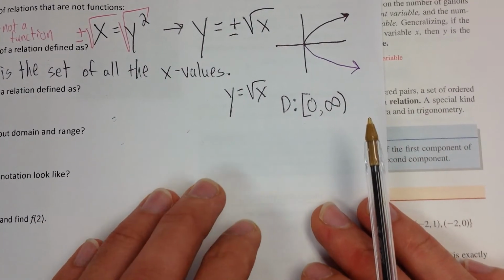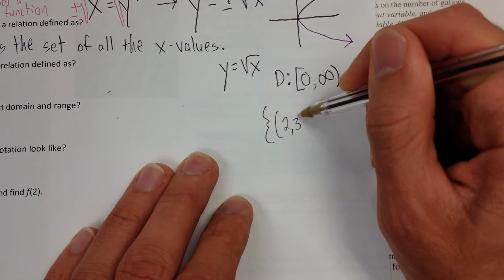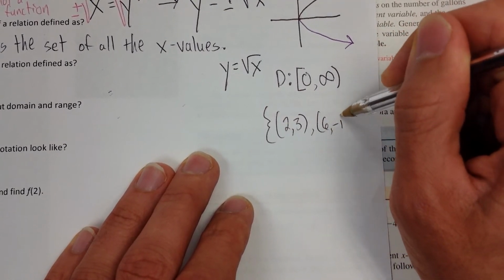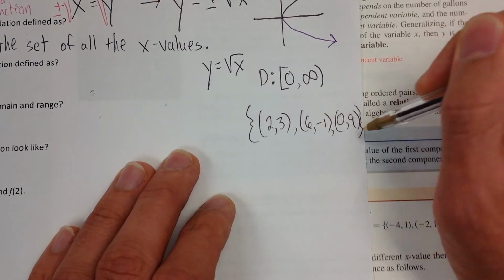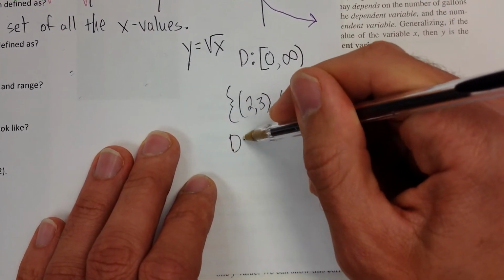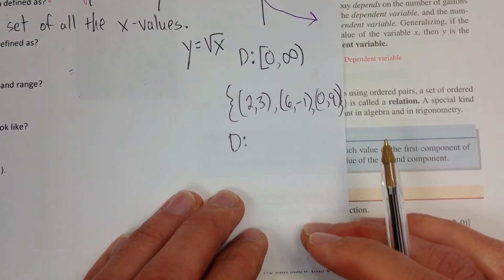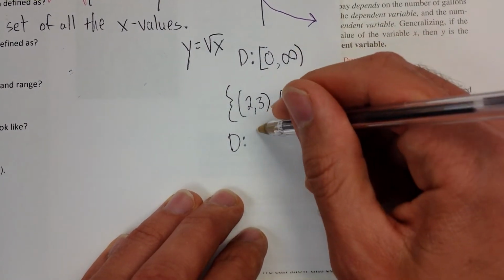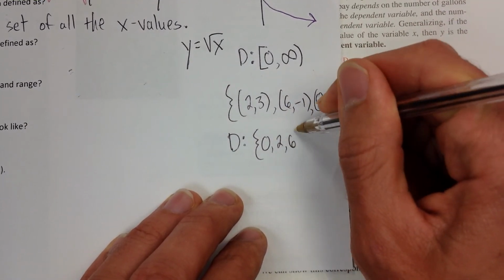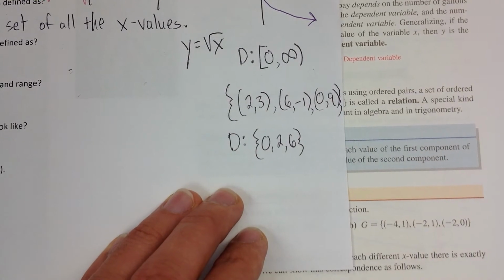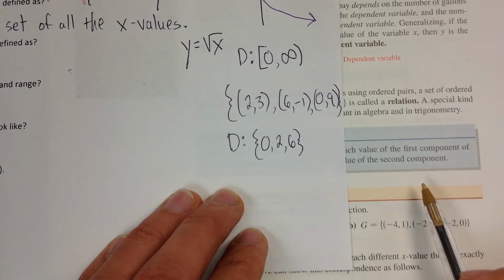And then if you had a set of ordered pairs, like 2, 3, 6, -1, 0, 9, then, Jackie, what would the domain be? 2, 6, 0. Yep. So you could give us all those points. What if you just give us 1 point? Then there's just one element in the domain. Okay? So it's just the set of the x values.